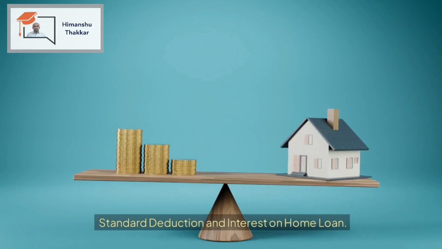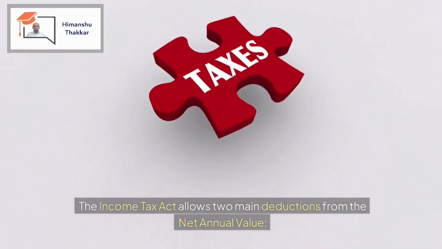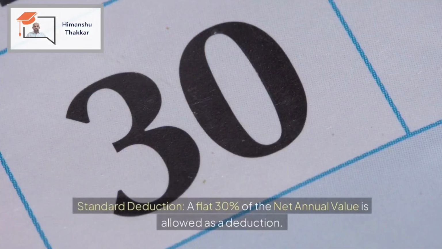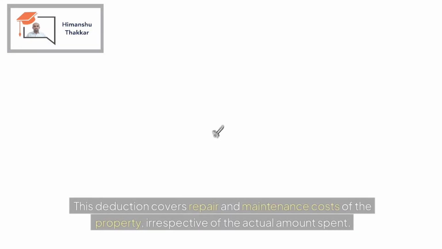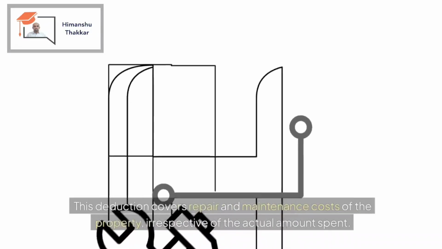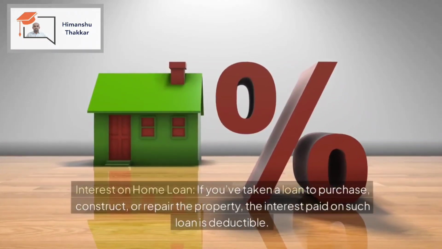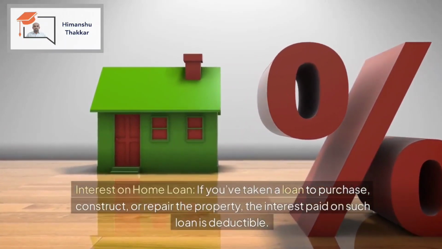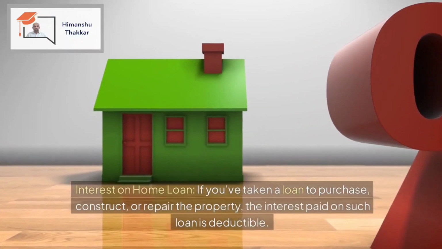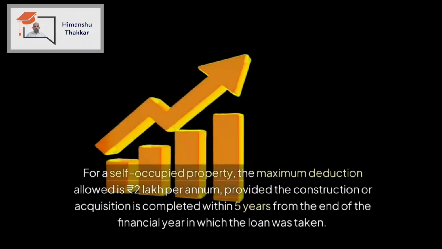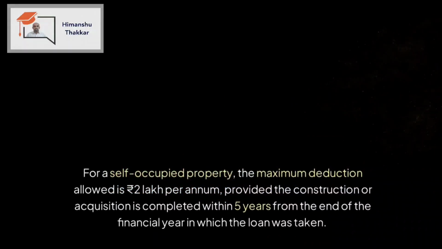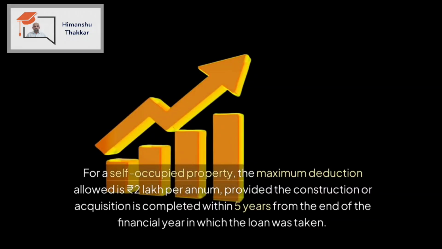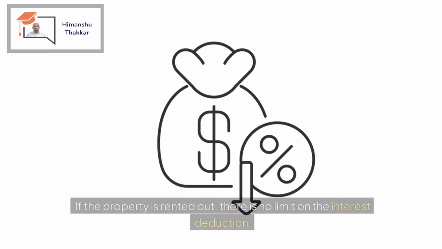Standard deduction and interest on home loan. The Income Tax Act allows 2 main deductions from the net annual value. Standard deduction. A flat 30% of the net annual value is allowed as a deduction. This deduction covers repair and maintenance costs of the property, irrespective of the actual amount spent. Interest on home loan. If you've taken a loan to purchase, construct, or repair the property, the interest paid on such loan is deductible. For a self-occupied property, the maximum deduction allowed is 2 lakh rupees per annum, provided the construction or acquisition is completed within 5 years from the end of the financial year in which the loan was taken. If the property is rented out, there is no limit on the interest deduction.